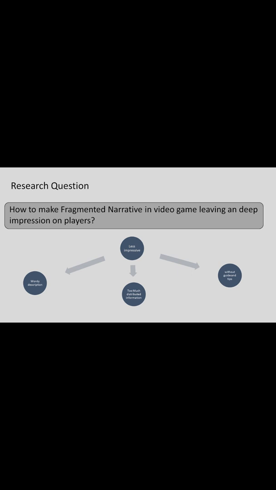Third, many fragmented narratives have no guide and tips. This makes players more likely to overlook them. So all of these 3 problems will make fragmented narrative less impressive. This is the problem I want to solve.